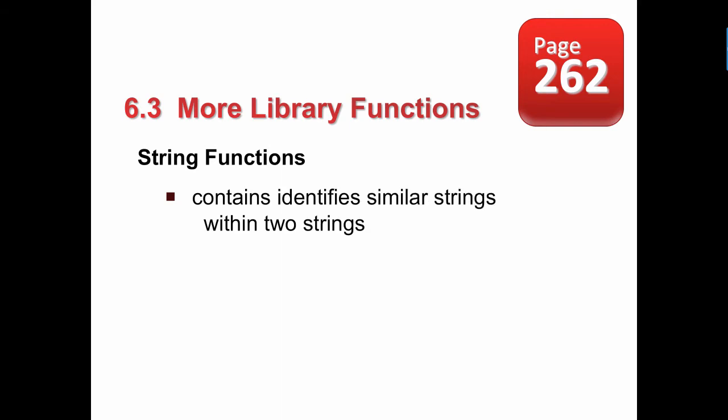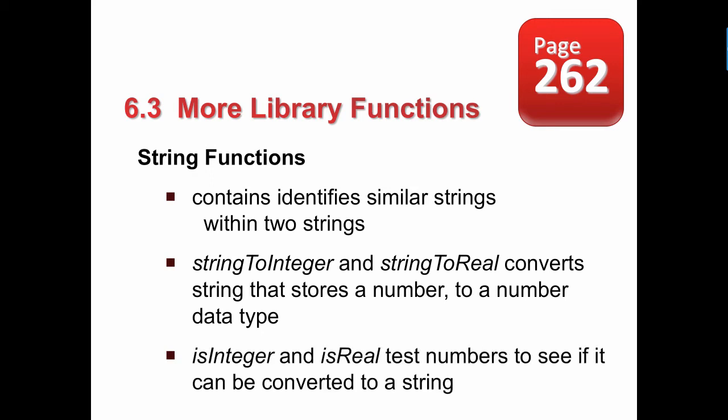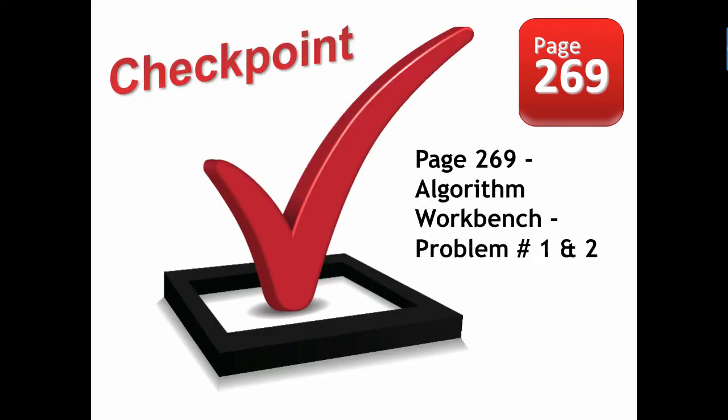It can contain similar identities within two strings. It can compare them. So you can change the string to an integer, or the string to the real, which converts what's stored in there to a number. So isInteger and isReal are also tests to see if they've actually put a number in there rather than text. So if someone goes in and says, I think I want to make the price of this $4, and they put a dollar sign and a 4. Oh, okay, now isReal or isInteger is going to be one of those things that tests to see if it's just a number. If it's not just a number, then we need to go look at it.